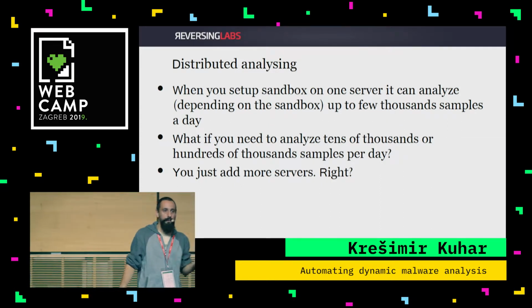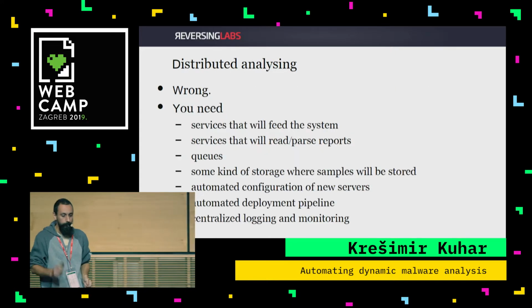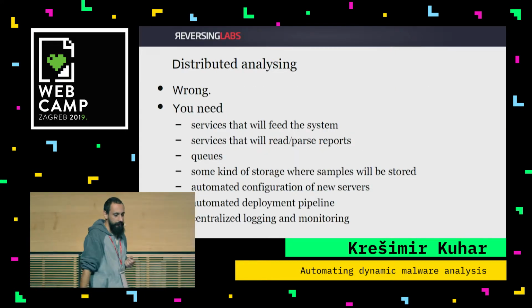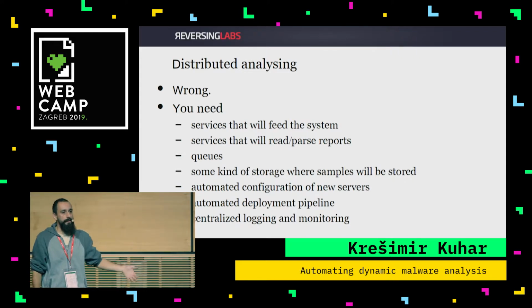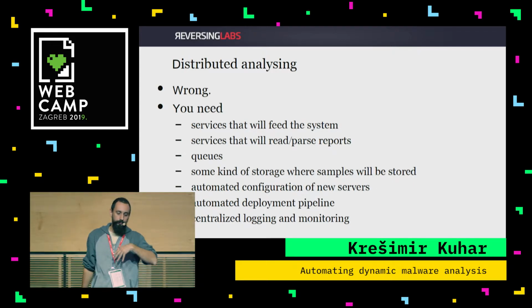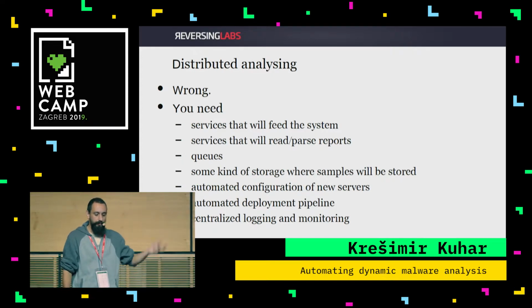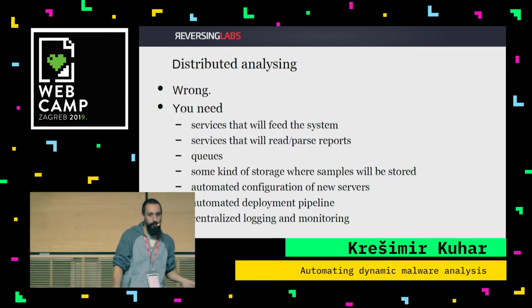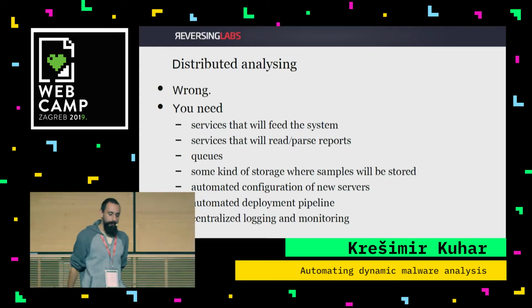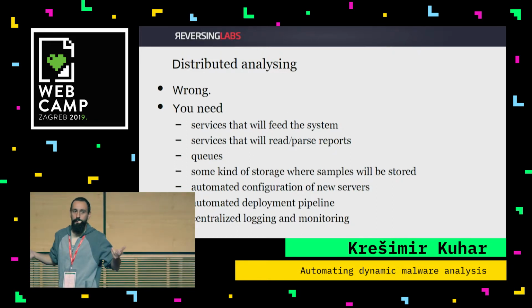So basically, the first idea would be to just add more servers. Well, it's not as simple as that, because you need, as I said, services that will feed the system, services that will read out of the system. You need the queues for communication between services, some kind of storage where samples will be stored. You need automated configuration of new servers that you will add to your cluster. You need automated deployment pipeline and centralized logging and monitoring, like in most large systems.